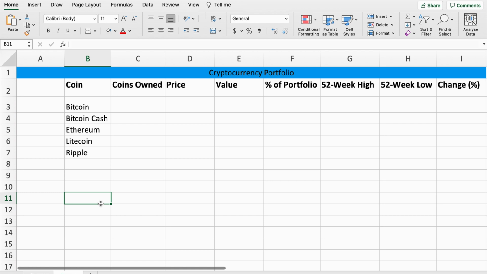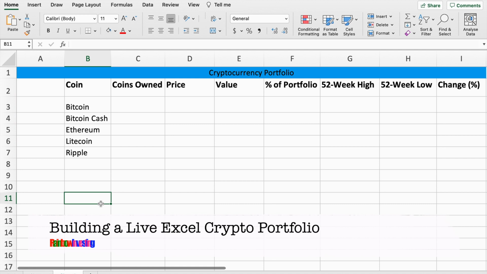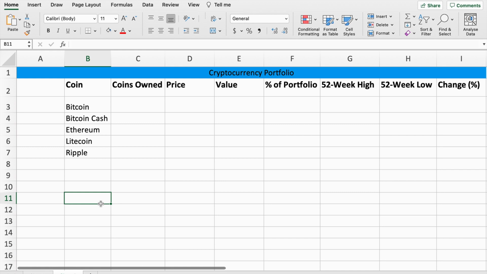We are going to be looking at how to build a cryptocurrency portfolio just using Microsoft Excel. Now, I've made several videos about using Microsoft Excel to build and manage a live stock portfolio. But today we're going to be looking at cryptocurrencies because cryptos are also being integrated into Microsoft Excel, and we can now use Excel to build a pretty functional cryptocurrency portfolio that updates in real time. So let's get into how to do that.